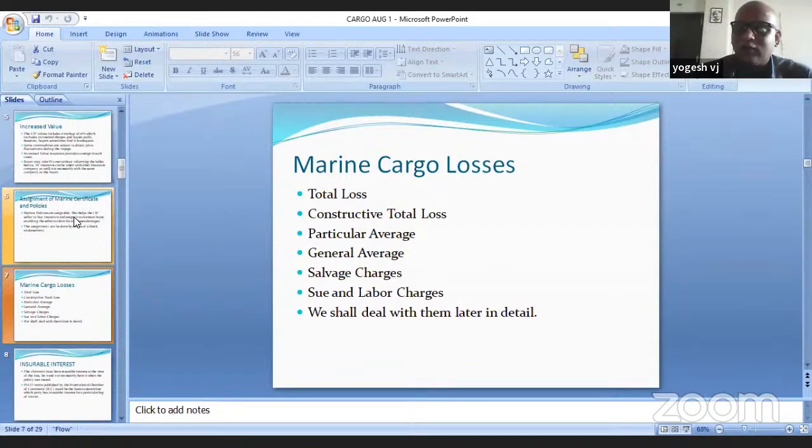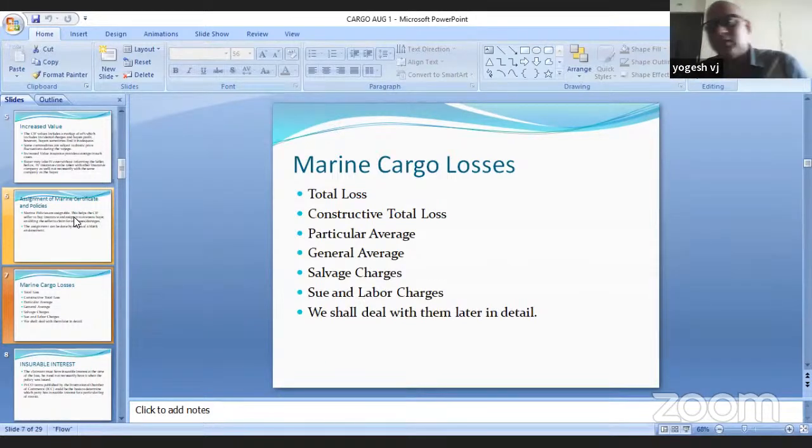Jettisoning is the act of throwing the cargo overboard. If the crew thinks that the vessel is going to sink, they intentionally pick up the cargo and throw it off the deck to make the vessel lighter so that it will float. So this is a general average claim.